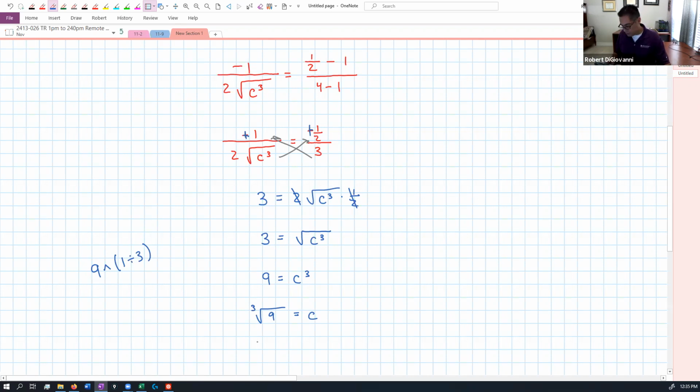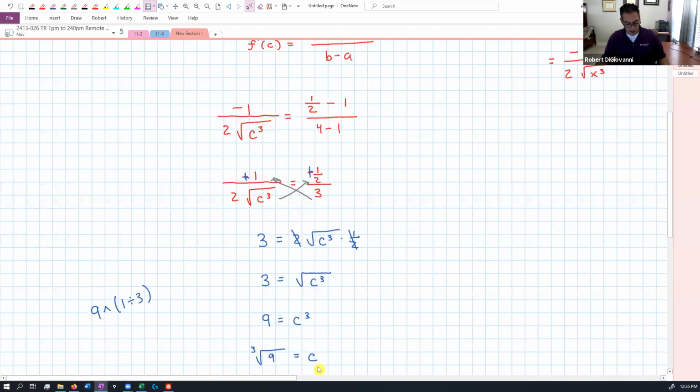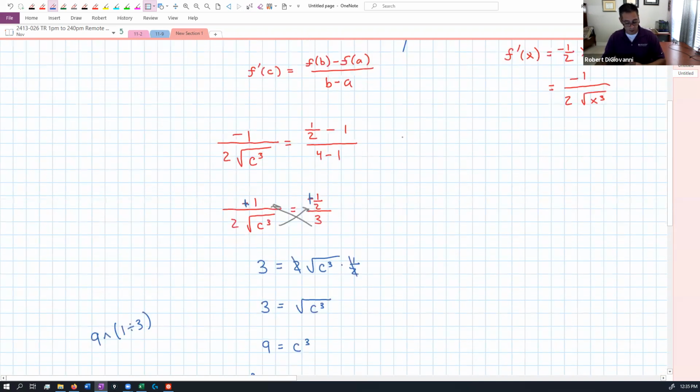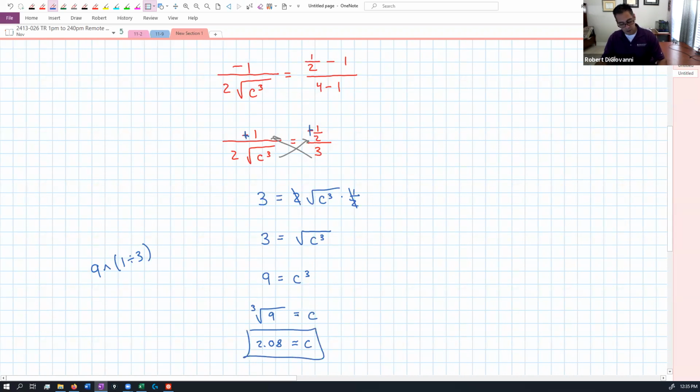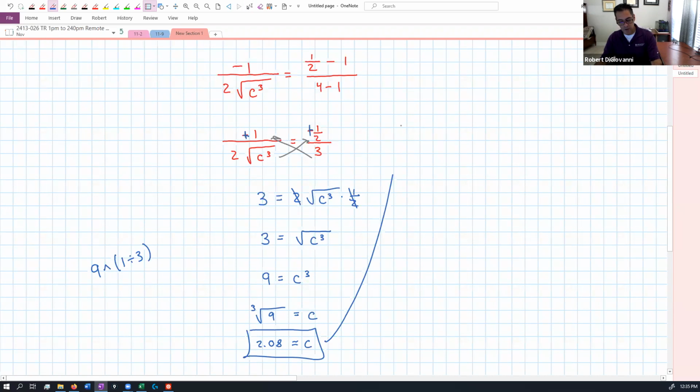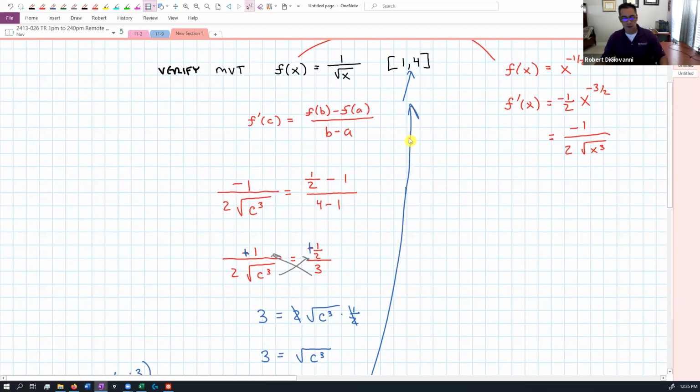And I get about 2.08, something like that, is approximately c. So that number does live inside this interval, and the mean value theorem guarantees that it will. Well, it guarantees that at least one answer will live there. So that should be our c value.